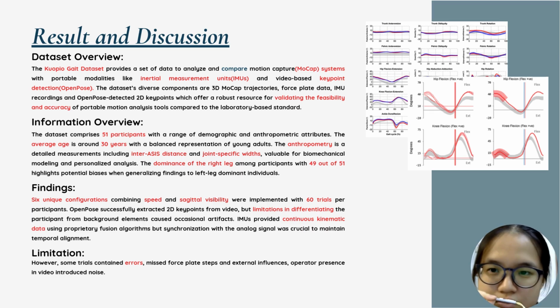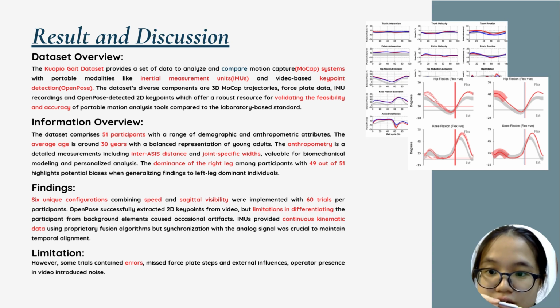Next, for the dataset overview, the dataset comprises 51 participants with a range of demographic and anthropometric attributes. The average age is around 30 years, with a balanced representation of young adults. The anthropometry includes detailed measurements, including inter-axis distance and joint-specific weights, valuable for biomechanical modeling and personalized analysis. The dominance of the right leg among participants, 49 out of 51, highlights potential bias when generalizing findings to left-leg dominant individuals.